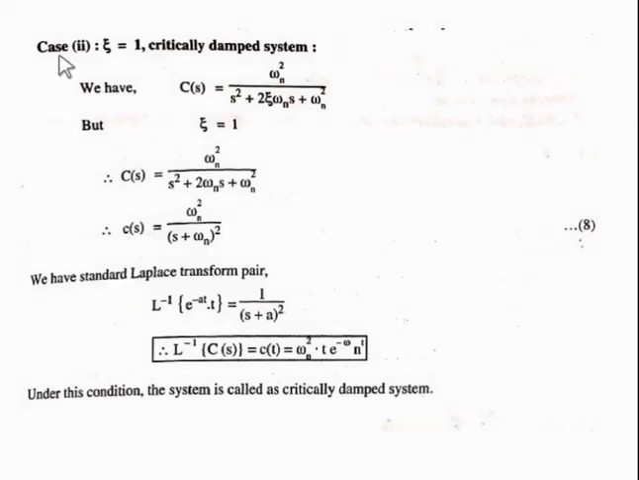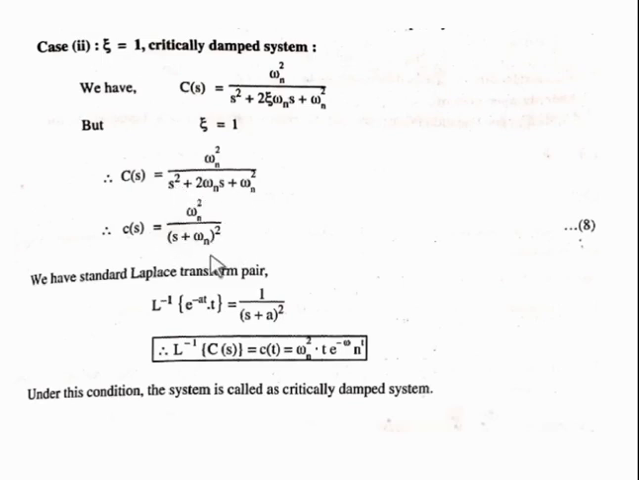Now consider the second case, zeta equal to 1, which is known as the critically damped system. If we put the value of zeta equal to 1 in C(s) equals omega n square divided by s square plus 2 zeta omega n s plus omega n square, it becomes C(s) equals omega n square divided by s square plus 2 omega n s plus omega n square. So the denominator is s square plus 2 s omega n plus omega n square, which is a perfect square.